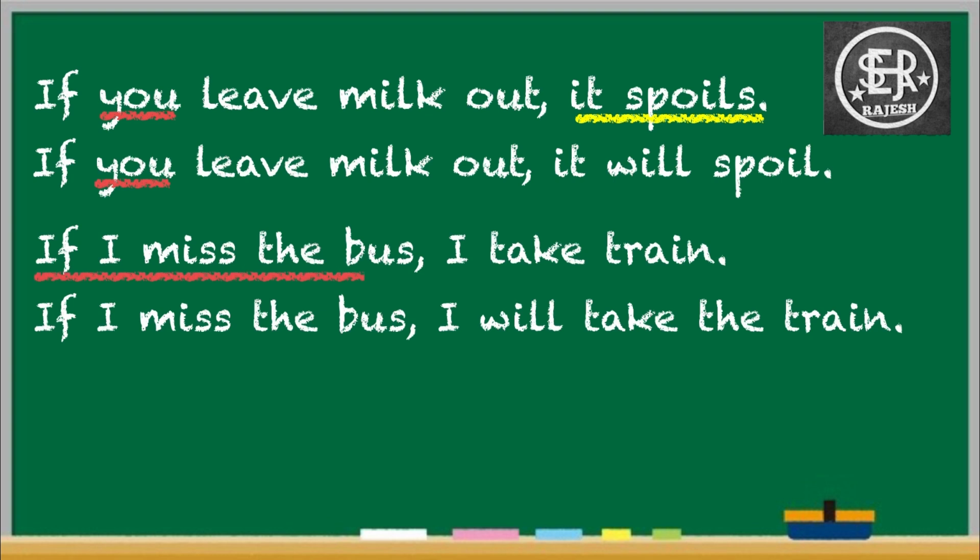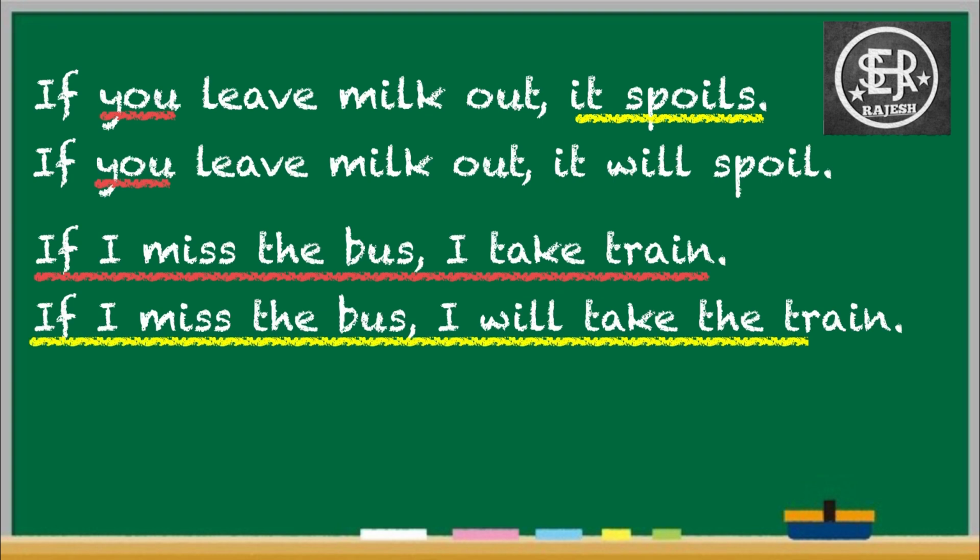In the zero conditional, it is often said in the manner that I do so. In the first conditional, if this happens now, I will do so. So I think you understand the difference between the zero conditional sentence and the first conditional sentence.